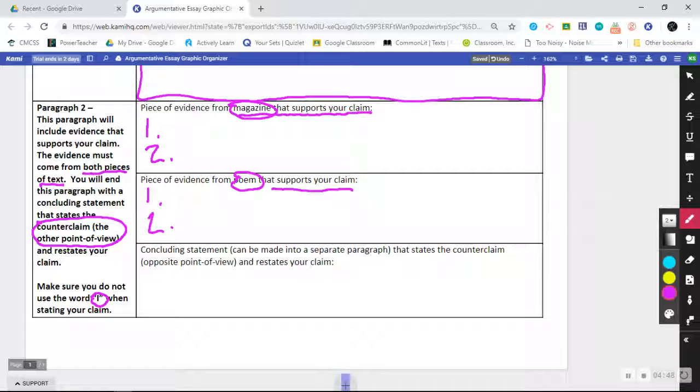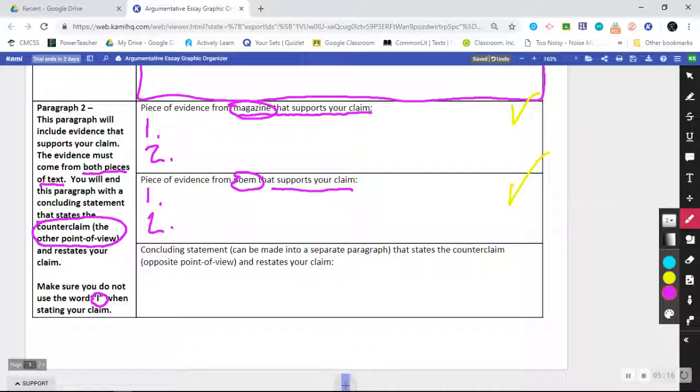All right, and then the last part. Actually, let's stop there for a minute. I want you to go ahead and pause the video and come up with your evidence from each piece of text. Okay, so hopefully you have just taken care of this box and that one, which goes with the poem part, by providing evidence. Okay, last step, concluding statement.